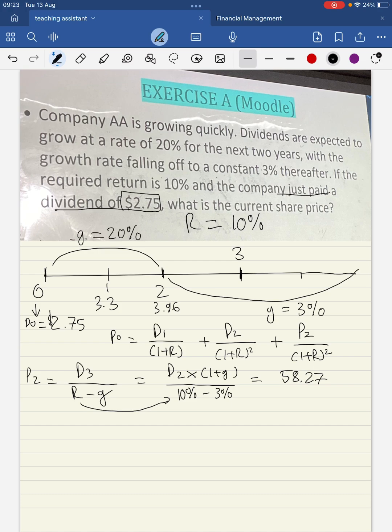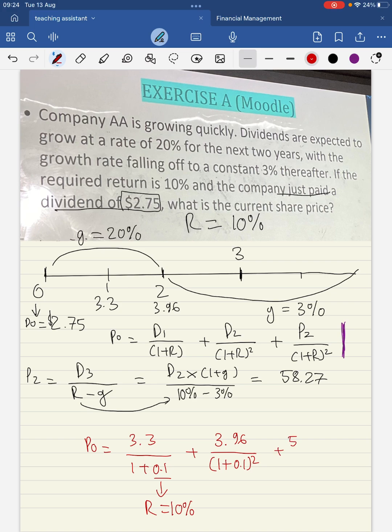So now we just need to put the numbers into the original formula that I just wrote over here. Therefore, P0 will be equal to 3.3 divided by 1 plus 0.1, plus 3.96 divided by 1 plus 0.1 to the power of 2. Just a clarification, 0.1 is the R, which is equal to 10%. 10% is equal to 0.1, of course. And we continue with our formula.